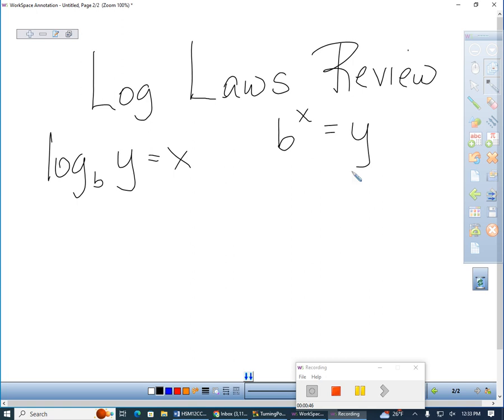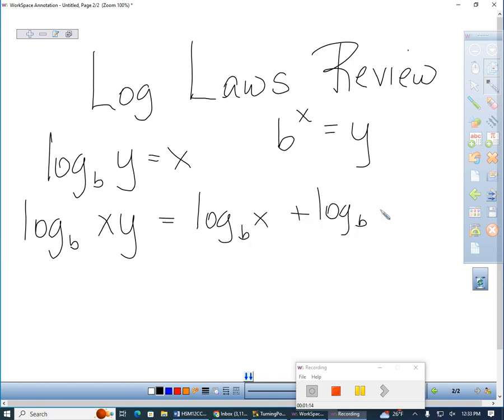But now we've got to talk about the real log rules. If you recall, in the log world, if I have the log base b of xy, when you're multiplying two things behind it, you are actually adding them. Log base b of x plus log base b of y.